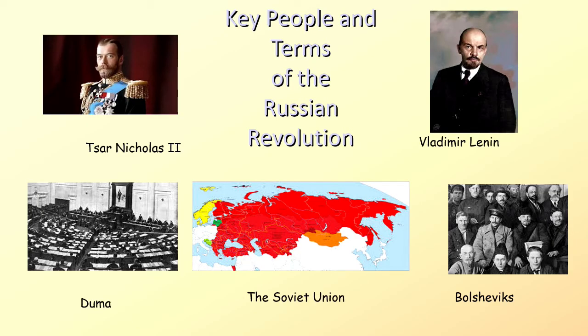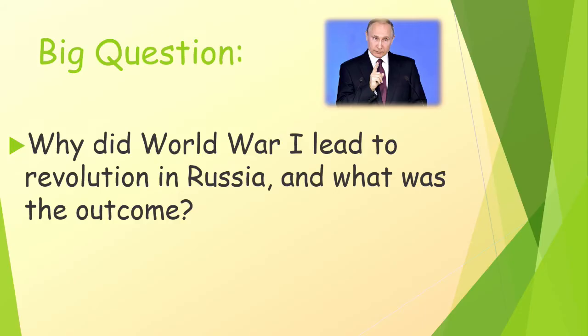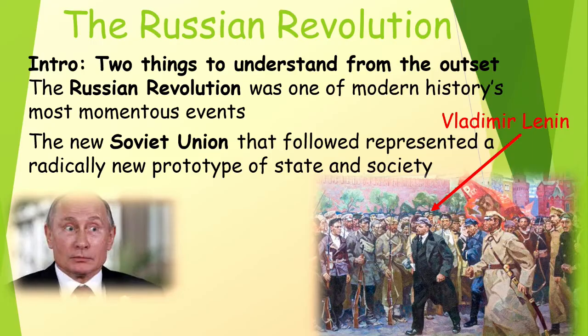Key people and terms of the Russian Revolution: Tsar Nicholas II, the Duma, the Soviet Union, the Bolsheviks, and Vladimir Lenin himself. And look, we've got another Vladimir to help us tell the story. That is the current Russian president, Vladimir Putin. So the big question is, why did World War I lead to revolution in Russia, and what was the outcome?